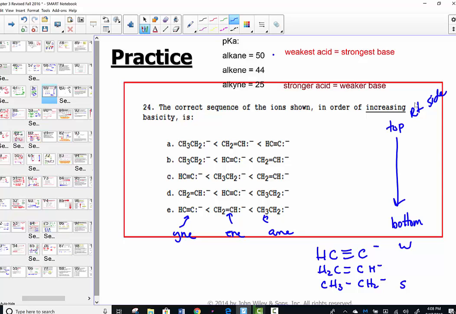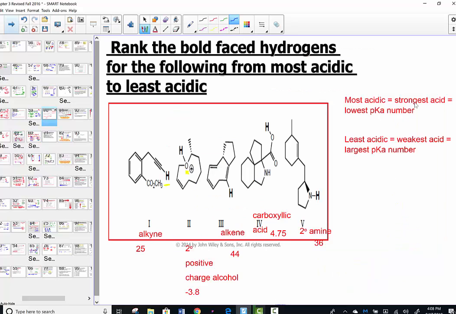So now that you have them ordered correctly, how do you see that appear? Can you find the correct answer? Yne, then ene, then ane. And that's the order that you would list them. You'll have many practices like this.